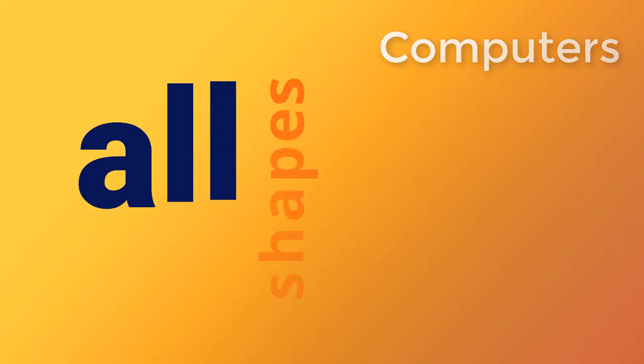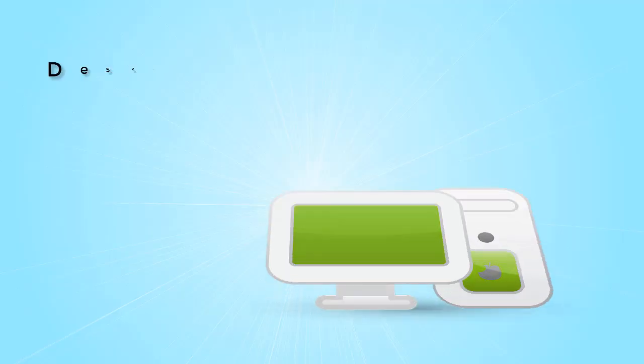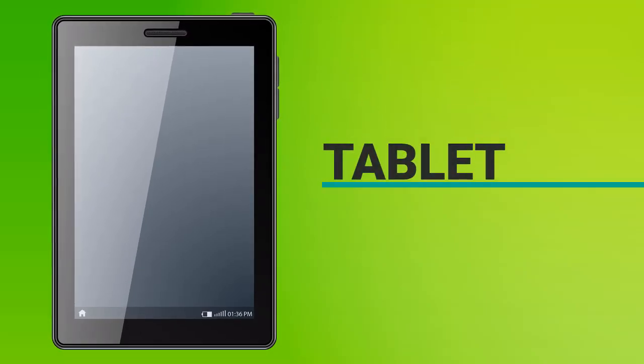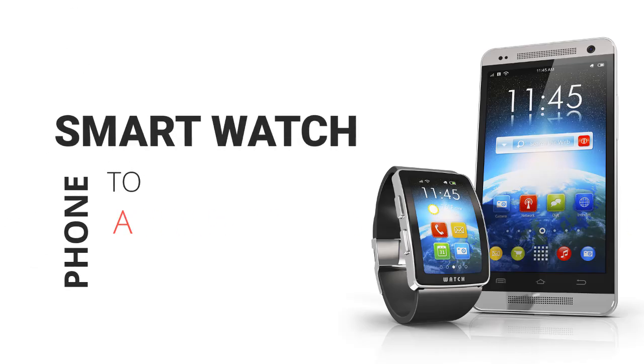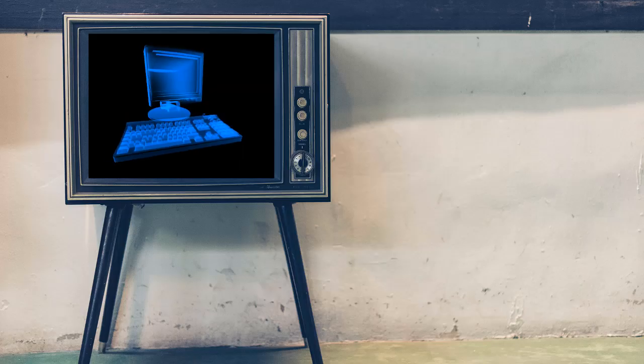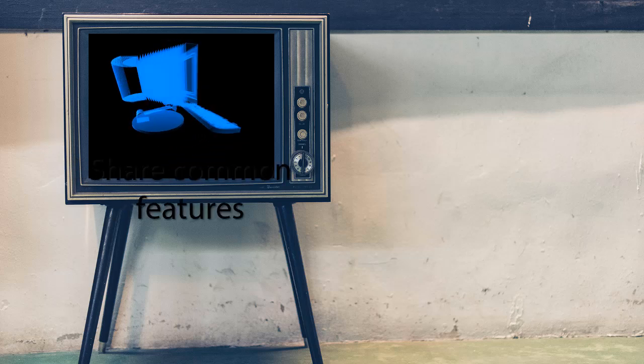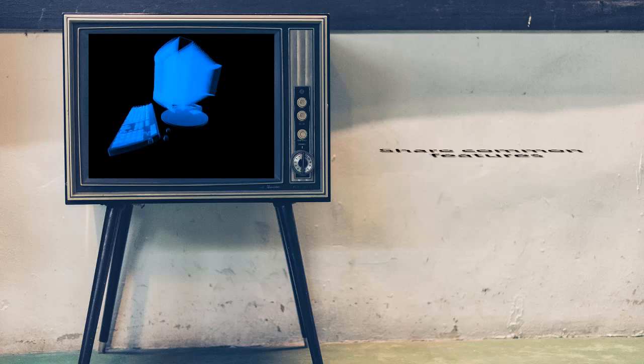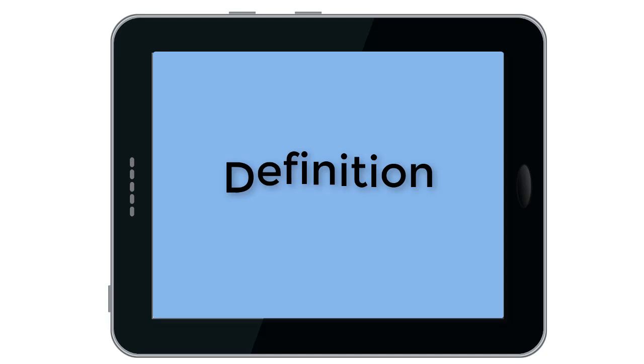Computers come in all shapes and sizes, from a traditional desktop computer to a tablet, from a phone to a smartwatch. But no matter how they look or what role they perform, computer systems around the world share a set of common features. Let's start off with a formal definition.